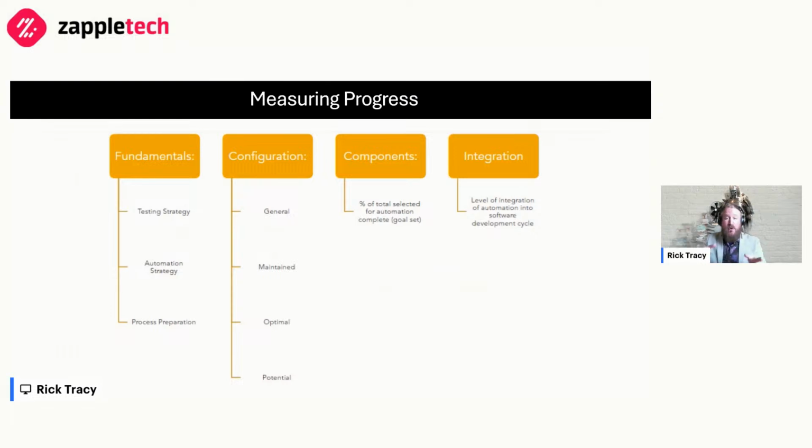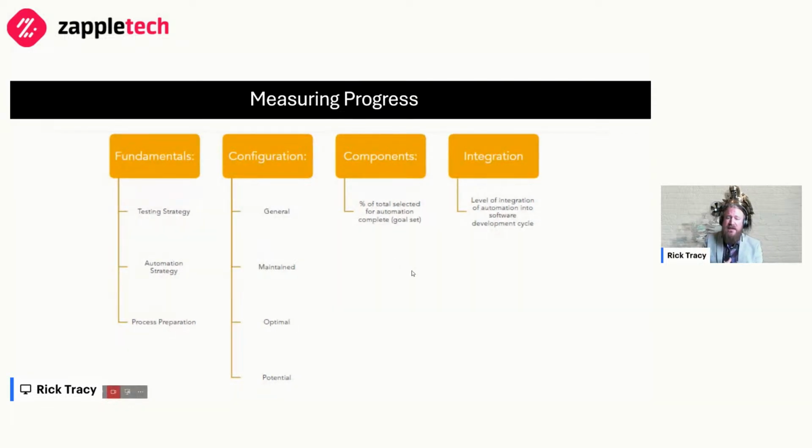How far is it meeting the goal of our automation strategy that we built off of that? And how much of that process preparation have we done in order to actually go for our automation? That should be fully full by the time we actually start building, for example. In configuration, we're taking a look at our general, our maintained, our optimal, and our potential areas.